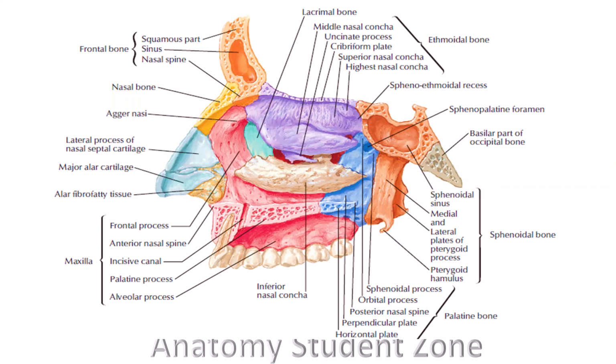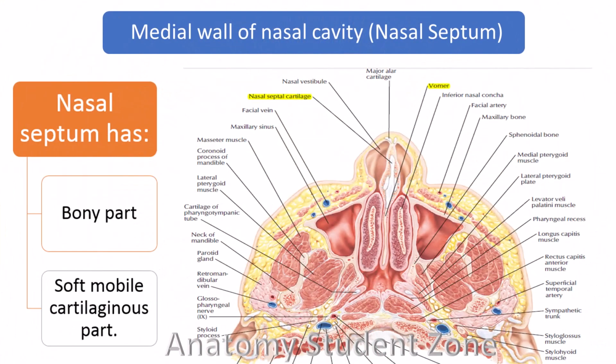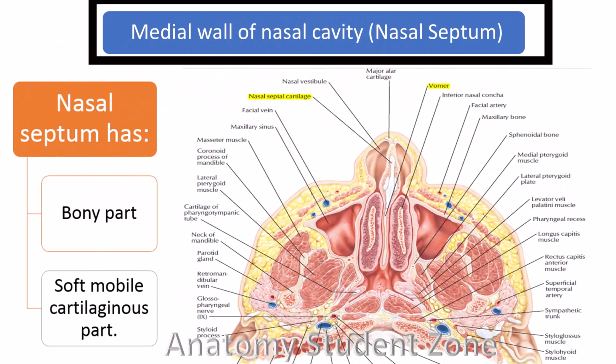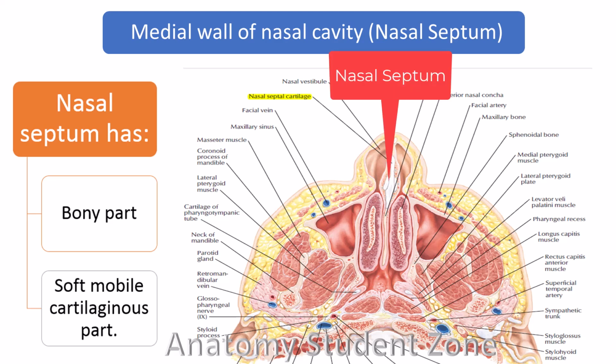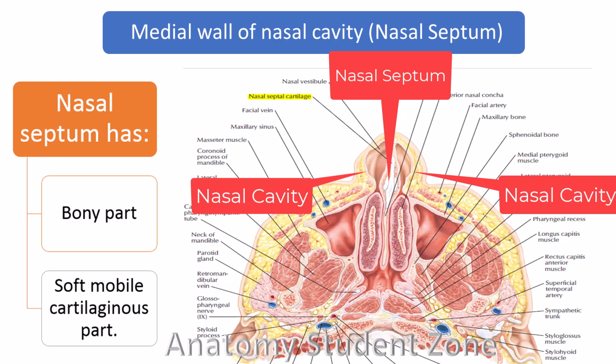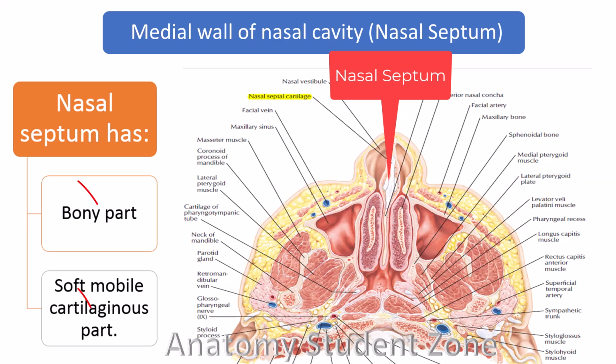After describing the roof and the floor of the nasal cavity, now I will explain the medial wall of the nasal cavity, which we also name the nasal septum. The nasal septum or the medial wall, please remember, is the same thing. You have to remember that the nasal septum divides the chamber of the nose into two nasal cavities. It is formed by both bone and cartilage.